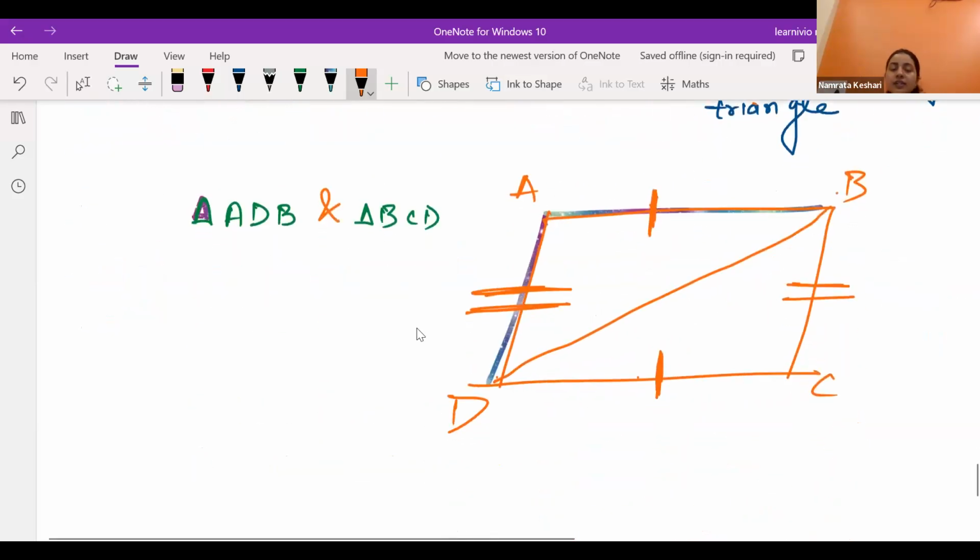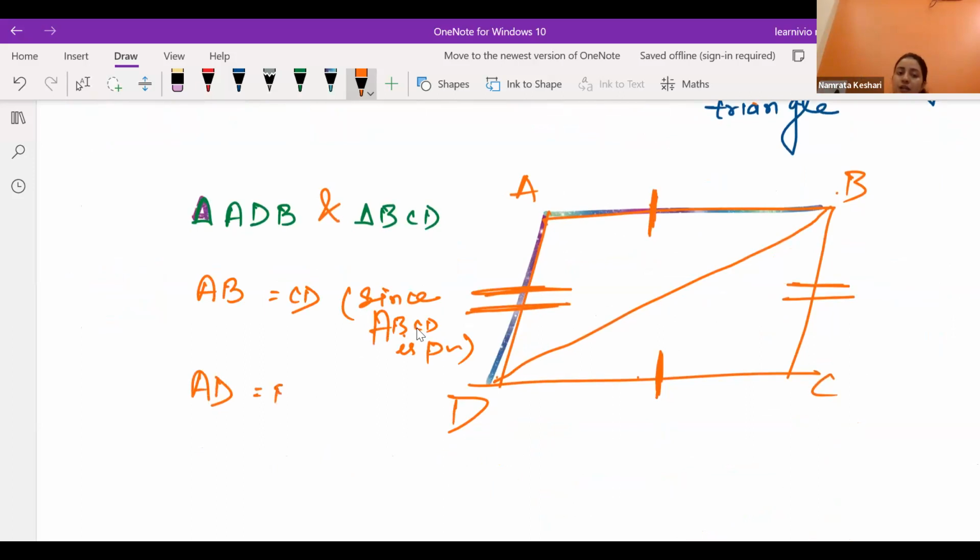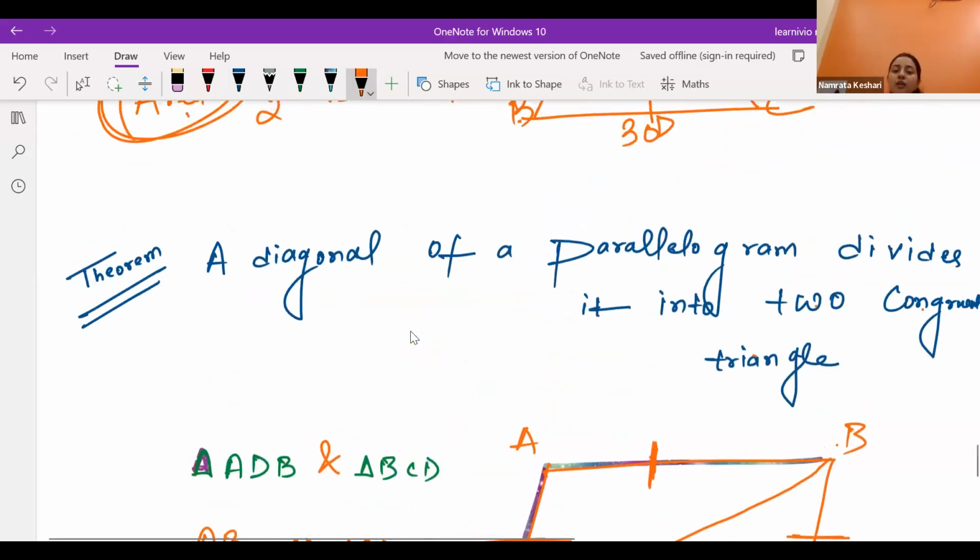Okay, here clearly we can see, since ABCD is a parallelogram, that means we can say that AB is equal to CD. Okay, since ABCD is a parallelogram, we have to write it. Similarly, we will be writing that AD is equal to BC. Again, ABCD is a parallelogram, and the side BD is equal to BD because it is a common side. And then by side congruency, we can say that these two triangles are congruent with each other, and hence a diagonal of a parallelogram divides it into two congruent triangles. This complete statement we will copy paste and we will say proved.